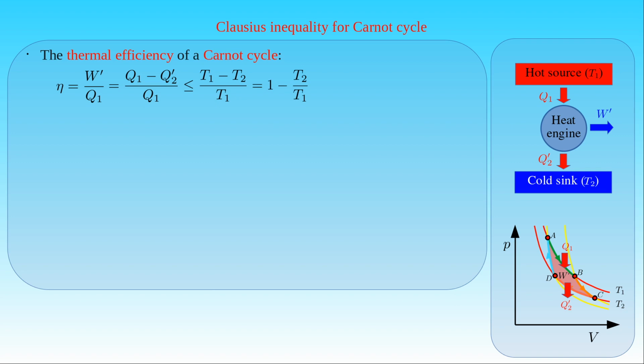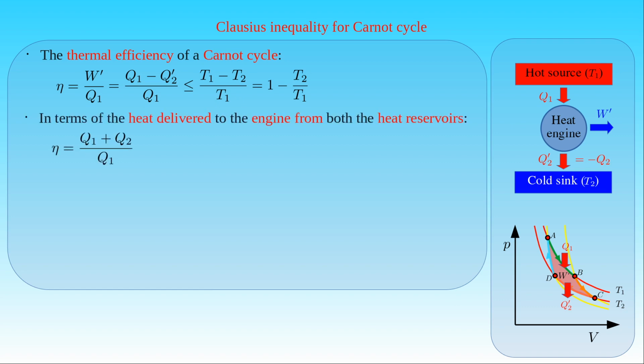Since the heat Q2' rejected to the cold reservoir is equal to minus the heat Q2 absorbed from it, the thermal efficiency eta can also be expressed as the ratio of the sum of the heat Q1 and the heat Q2 to the heat Q1, where both Q1 and Q2 denote the heat delivered to the engine from the thermal reservoirs. Obviously, a positive value of the heat Q2' rejected by the engine results in a negative value of the heat Q2 delivered to the engine. Then the left-hand side of the equation is given by 1 plus the ratio of Q2 to Q1, and this value is less than or equal to 1 minus the ratio of T2 to T1. As a result, we can write that the ratio of Q2 to Q1 is less than or equal to minus the ratio of T2 to T1.